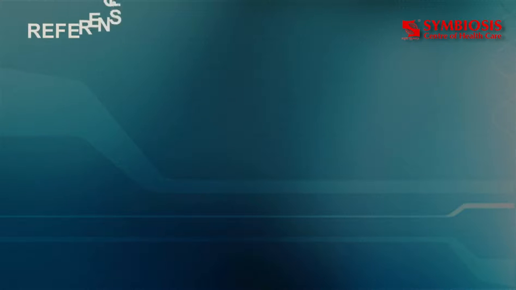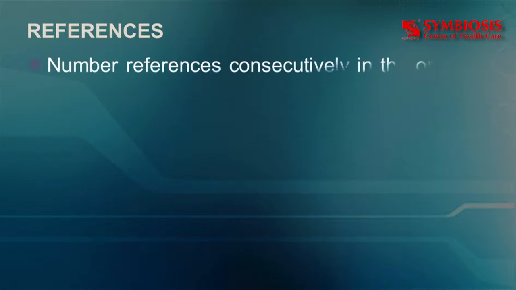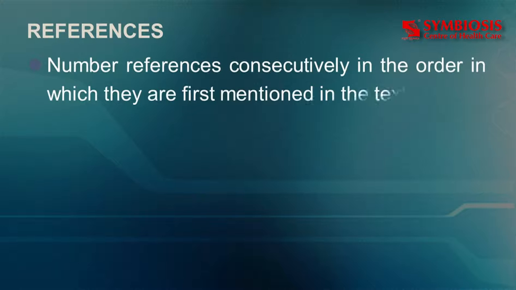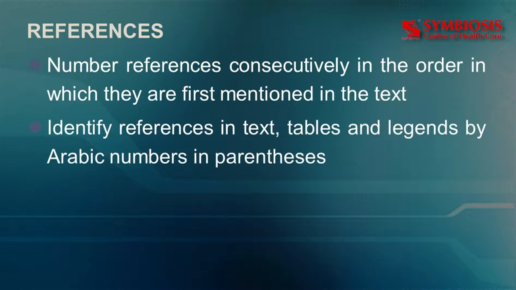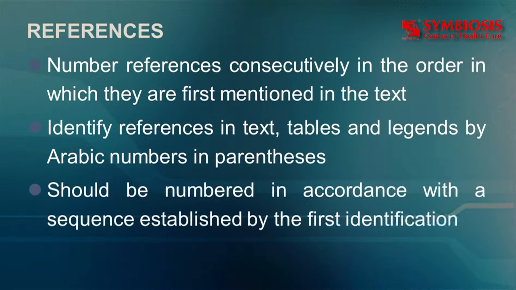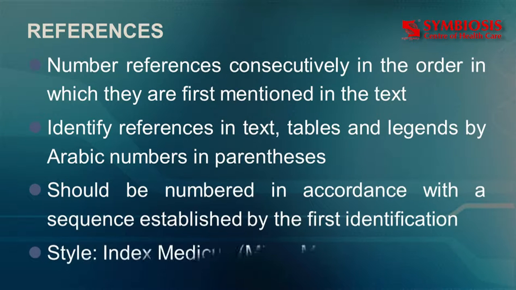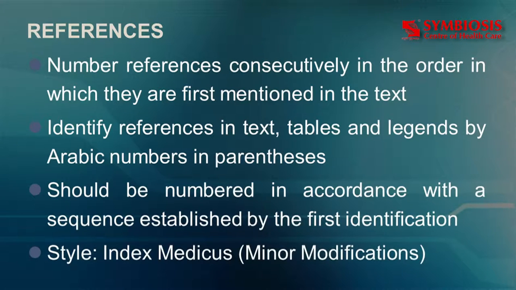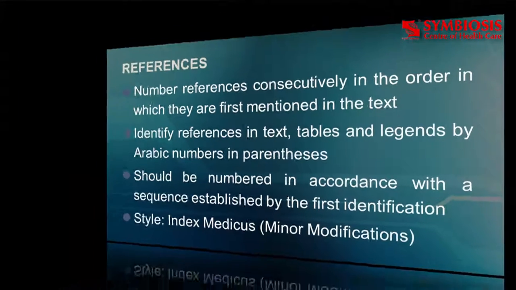Follow the International Committee of Medical Journal Editors guidelines, like Vancouver guidelines or the Harvard guidelines, while writing the manuscripts. The references should be numbered consecutively in the order in which they are first mentioned in the text. Identify the references in text, tables and legends. You can provide Arabic numerals in parentheses for the references. They should be numbered in accordance with the sequence established for the first identification, and the style you follow could vary from one database to another. Usually recommended is Index Medicus, that is with minor modifications.